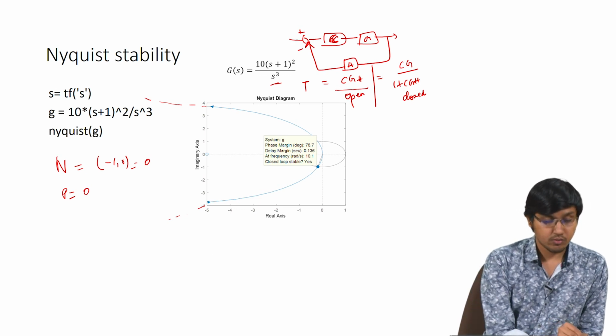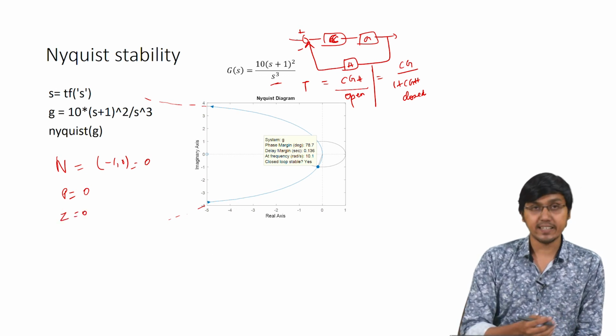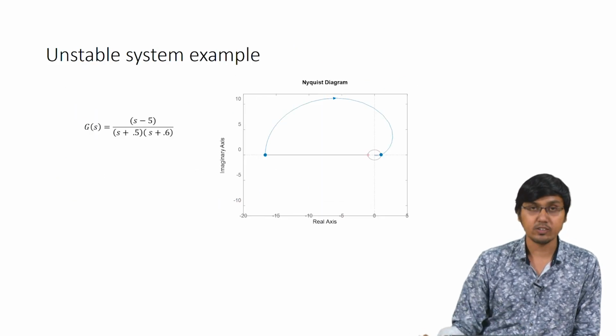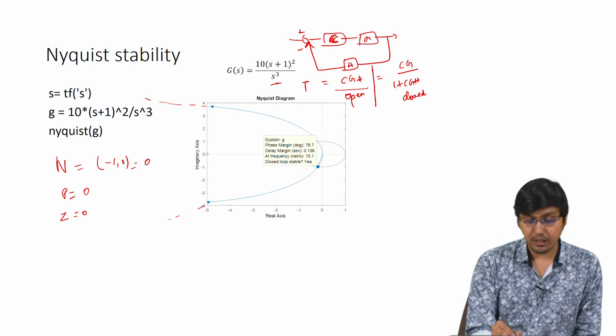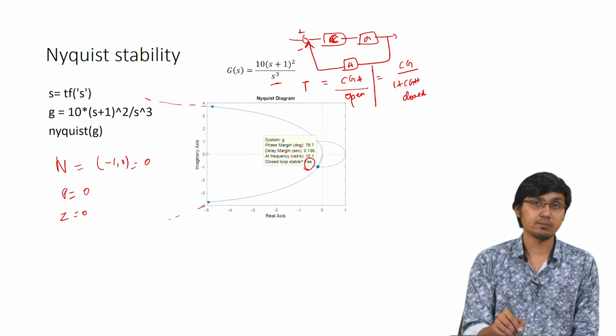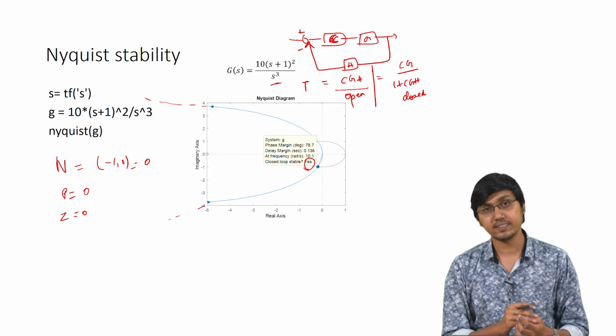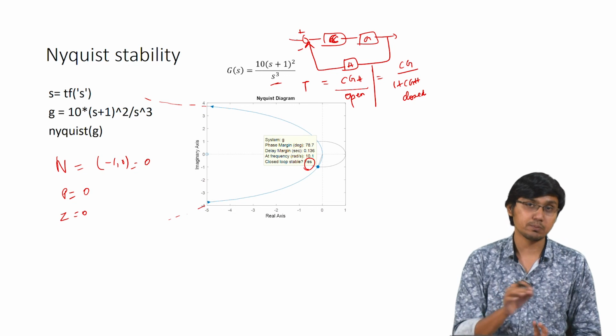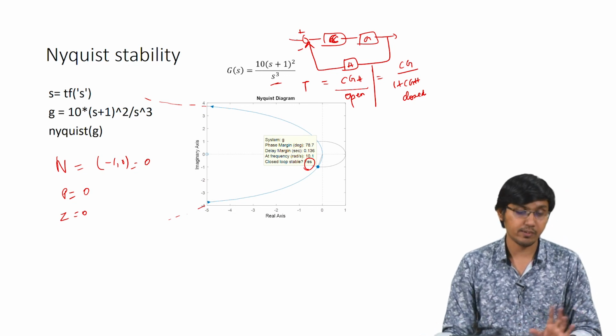So, you get z is also 0, which means clearly the system is stable. That is what this also says, the system is stable. You can also use MATLAB to know that the system is stable; you can just ask whether the system is stable or not. You can ask for the stability margins, just click on the Nyquist diagram, see the options, and play with this in MATLAB, and then you will be able to get this.